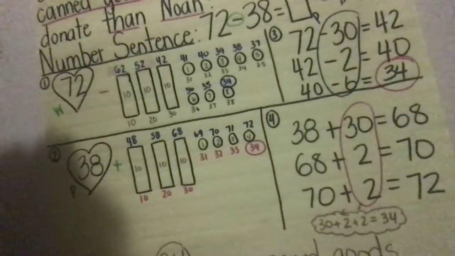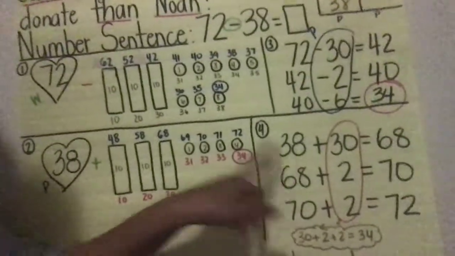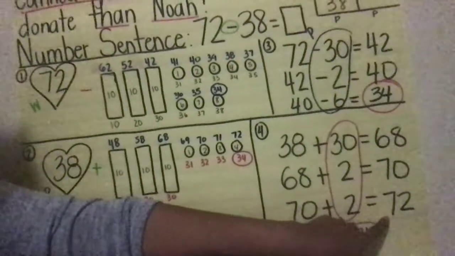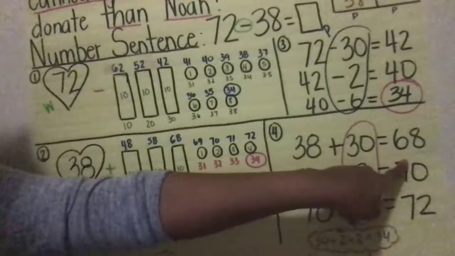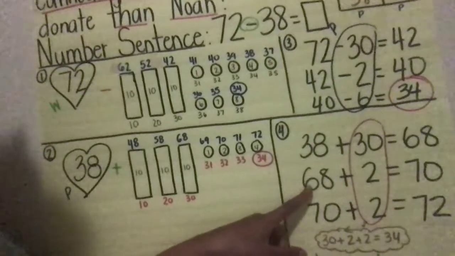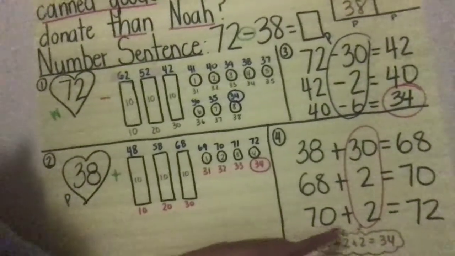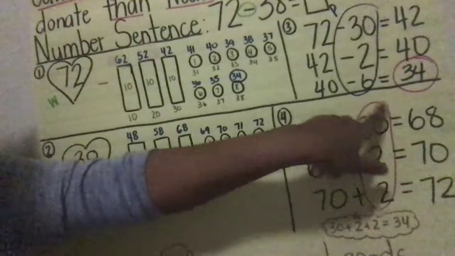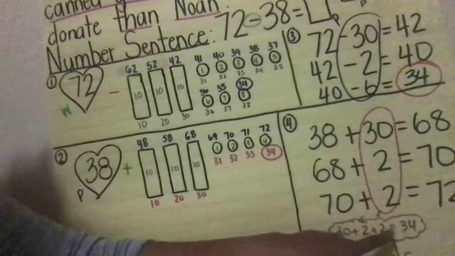And then my last number sentence strategy, I started with 38, just like I did over here, and I kept adding tens and ones until I got to 72. So first I started with 38, and then I added my 3 tens, which equals 30 and equals 68. Then, again, I wanted to get to a friendly number. I had 68, I added 2 more, I got to 70. I'm trying to get to 72. 70 plus 2 more equals 72. And when I add the parts that I added to my initial part, 30 plus 2, 32 plus 2 more equals 34.